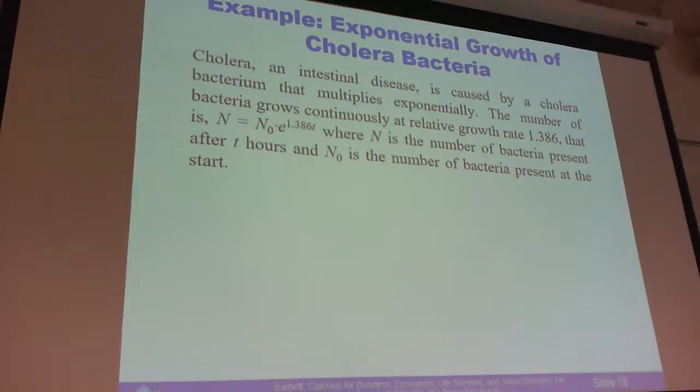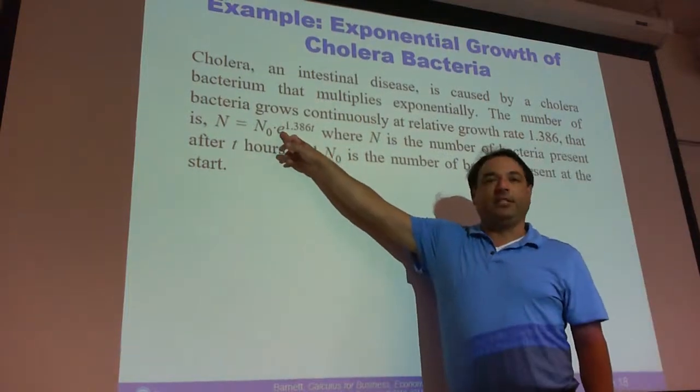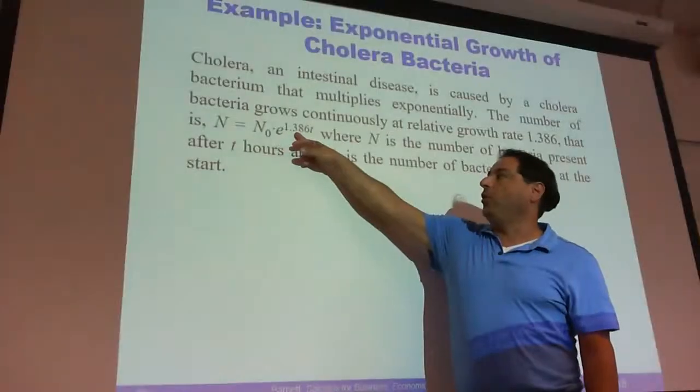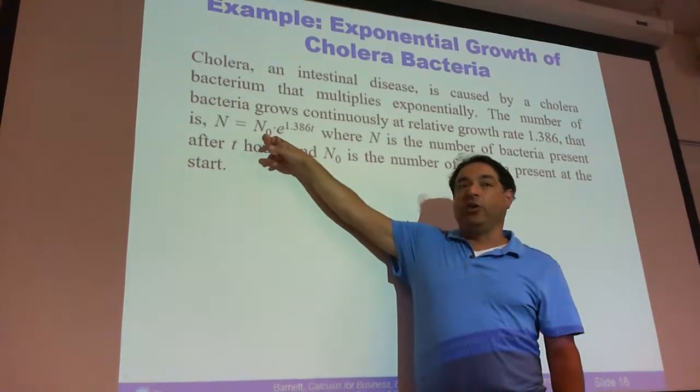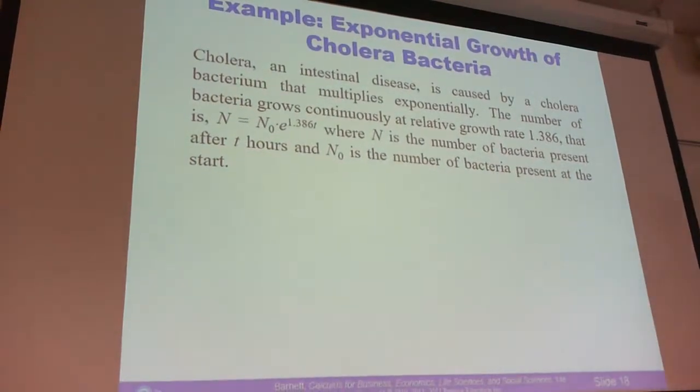Cholera, a very fun topic, is an intestinal disease. It is caused by a cholera bacterium that multiplies exponentially. The number of bacteria grows continuously at a relative growth rate of 1.386. That is, n equals n sub 0 times e to the 1.386t, where n is the number of bacteria present after t hours, and n sub 0 is the number of bacteria present at the start. So bottom line, it's growing exponentially. There's your e. How is it growing? 1.386, t for time, n sub 0 starting. So I haven't given you that yet.